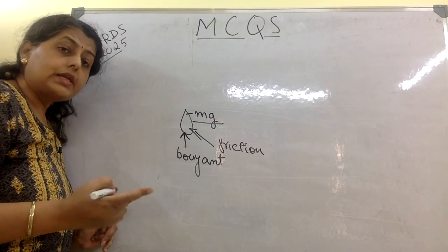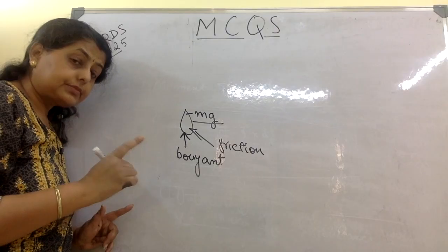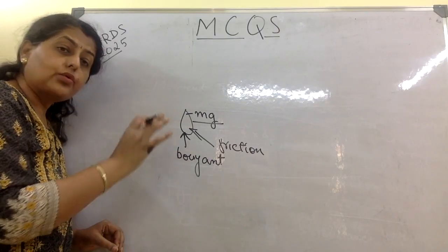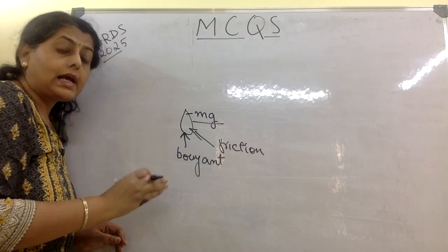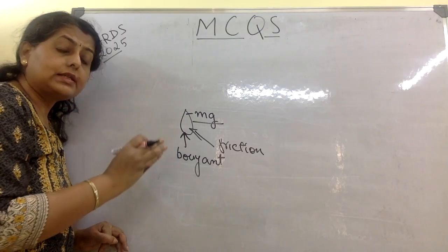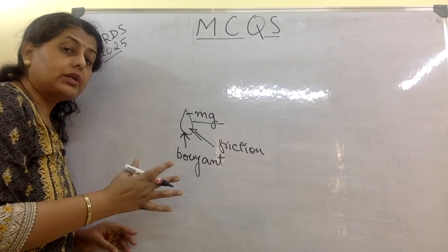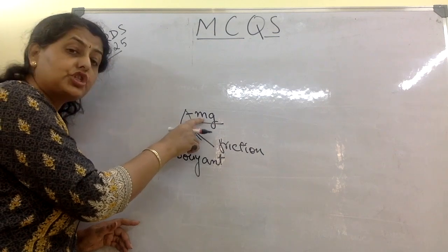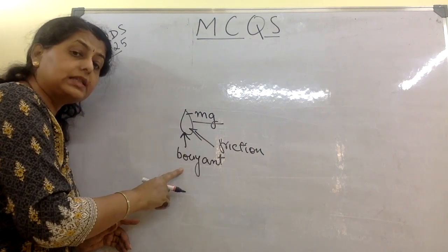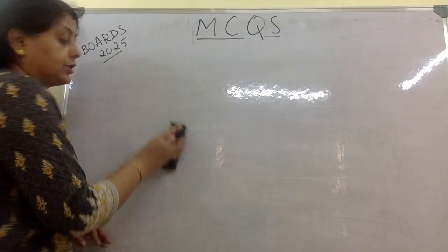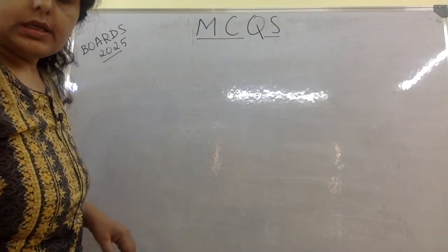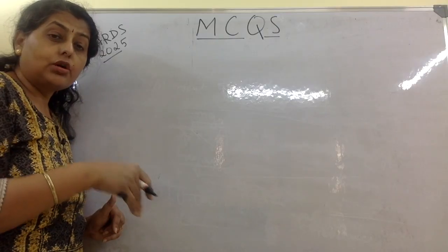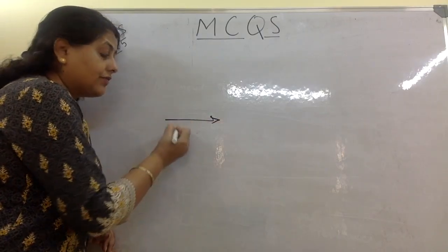So therefore a raindrop only falls down at a constant speed. It will not have an accelerated motion, because the mg is being balanced by these two things. So this is one example of a dynamic equilibrium, when a raindrop falls or a plane moves at a constant velocity.